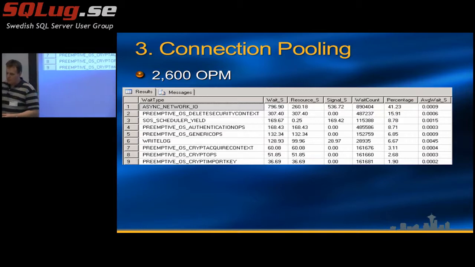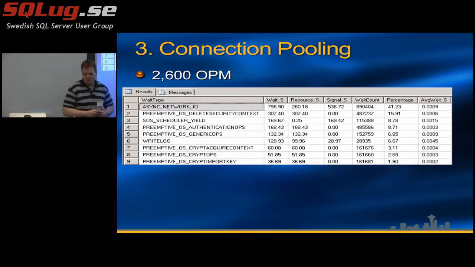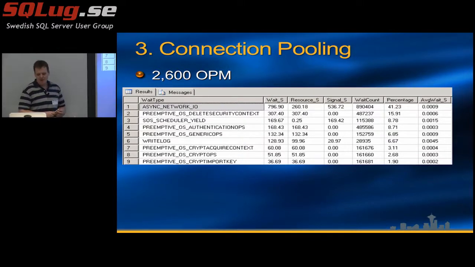Okay, so I'm going to save you the bother. We've now got a situation where we're tearing along at 2,600 orders per minute, so about 5 or 6 times faster. We now look at our wait stats, and the top wait is async network I/O. Well, that's a common thing.